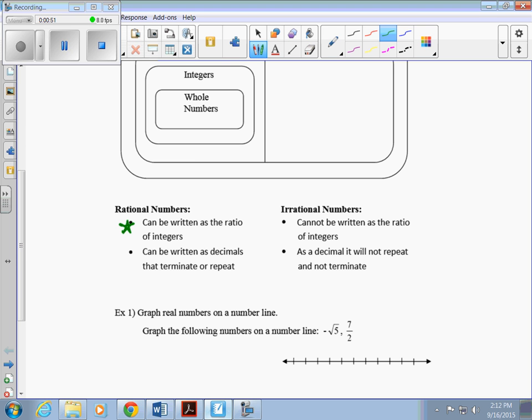Also, if it's written in decimal form, its decimal must terminate, or end, or repeat. Those are the two things that would make it rational. So as a decimal, it would either end or it would go in a repeating fashion. If it's a decimal that goes on forever without repeating, that would be irrational.